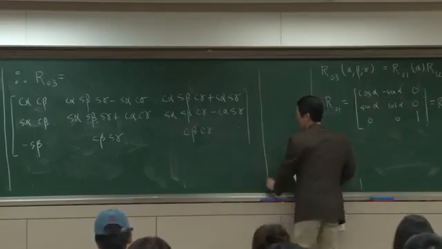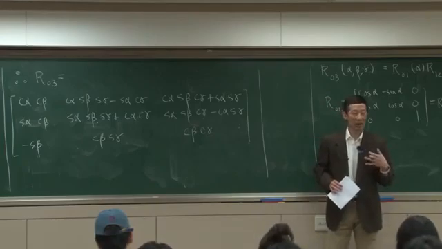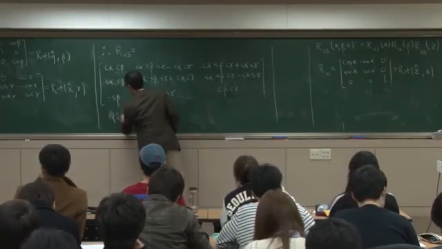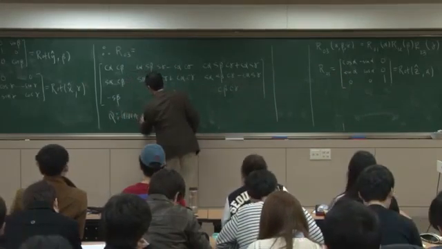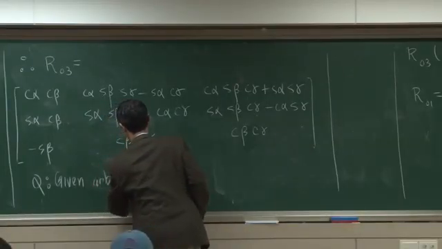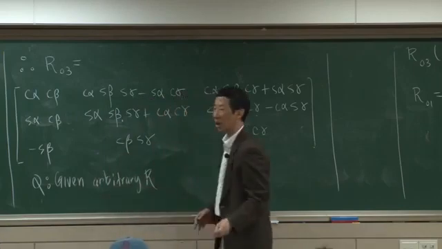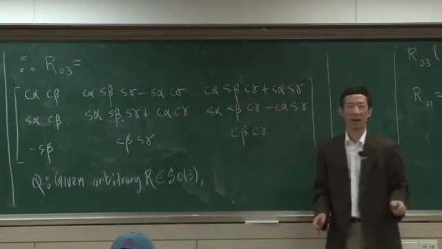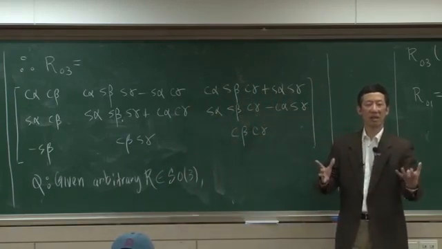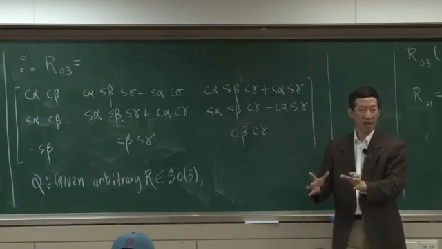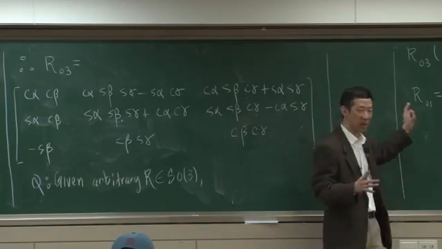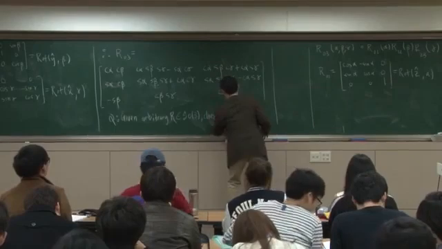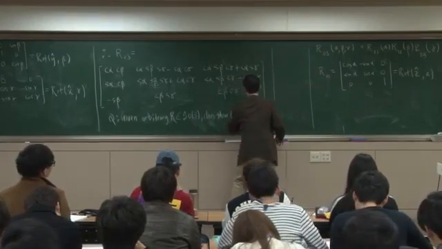The reason we had to do it is because we now want to ask the following question. Given some arbitrary rotation matrix R, does there exist some angles alpha, beta, gamma that allows the wrist to reach this orientation?